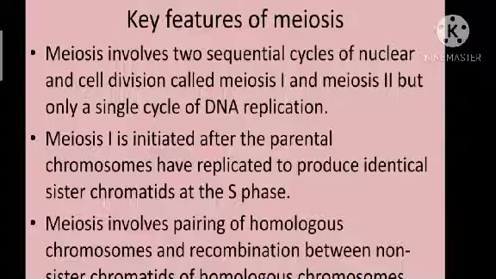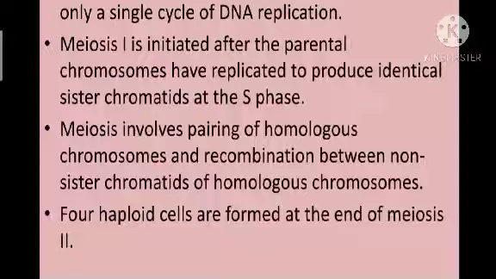Then, meiosis involves processes like pairing of homologous chromosomes as well as recombination between non-sister chromatids of the homologous chromosomes. Now, what is this homologous chromosome? See, in the previous slide I told you, the zygote is formed by the fusion of male and female gamete, isn't it? Male gamete is produced from the father, female gamete from the mother. When these two fuse together, the zygote is formed. The zygote will develop into the embryo and into a young one, isn't it?